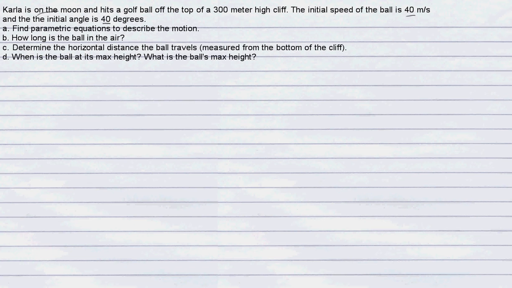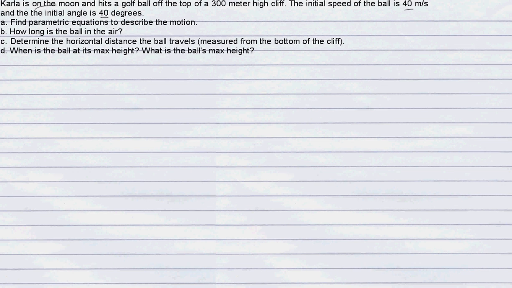Okay, now the questions are going to be the same. Find the parametric equations for the motion. How long is the ball in the air? Since the ball has horizontal motion, there's going to be a horizontal distance that the ball travels, so we'll figure that. And then how long does it take, from when she hits it, for the ball to get to its max height, and what's the height? You can see that the questions are the same. It's just that the details of the situation are a little bit different.